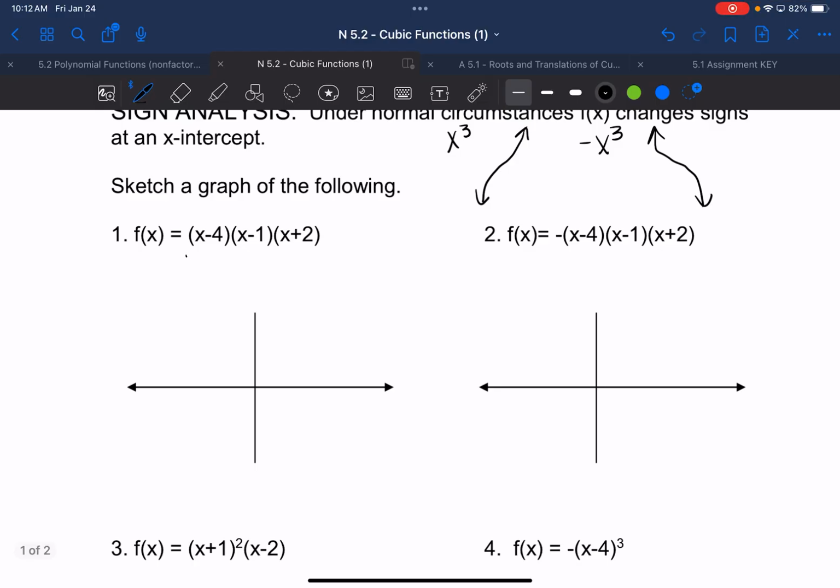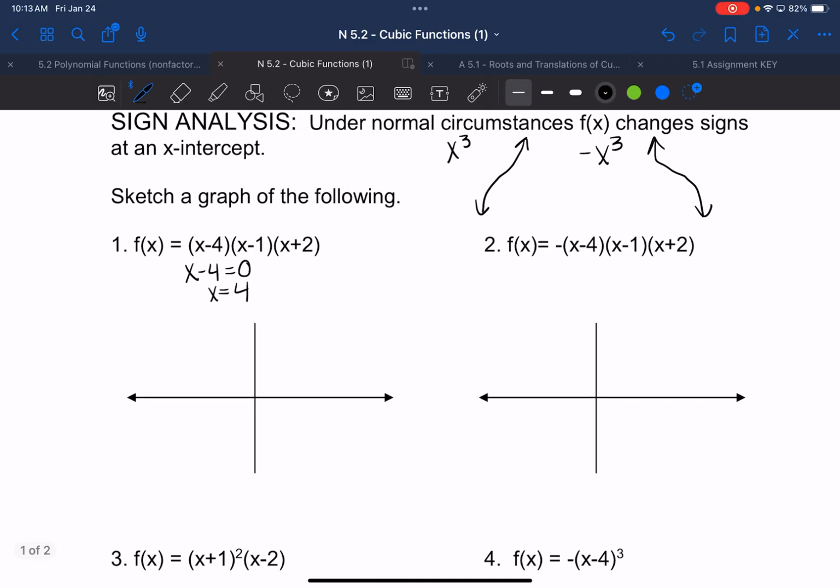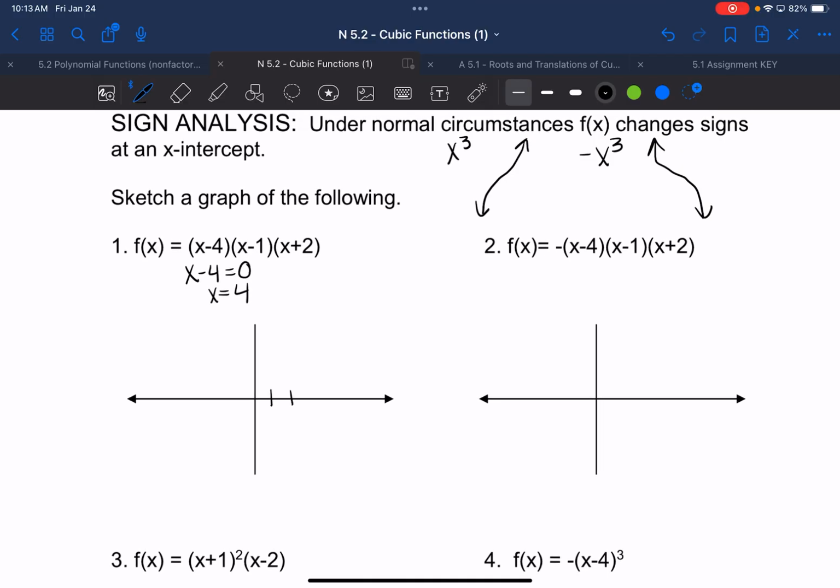So for example, if I wanted to know where this is going to give me an x-intercept, I take that first parenthesis, I set it equal to 0, and I solve. When I solve, what am I going to get? 4. So this is going to let me know that I am going to have a 0 at 4, or a root is what they called it yesterday, at 4. Okay, so on this coordinate plane here, 1, 2, 3, 4, I'm going to have a 0 there.